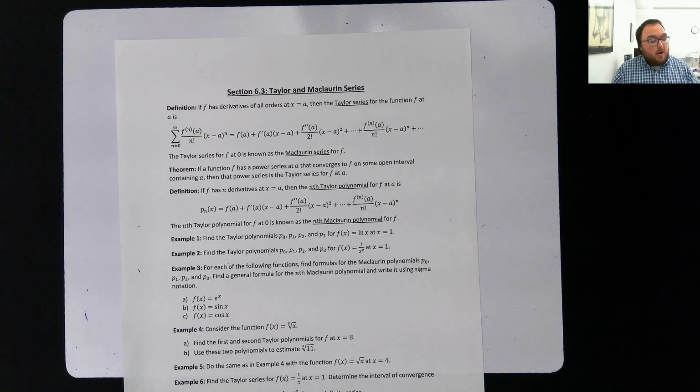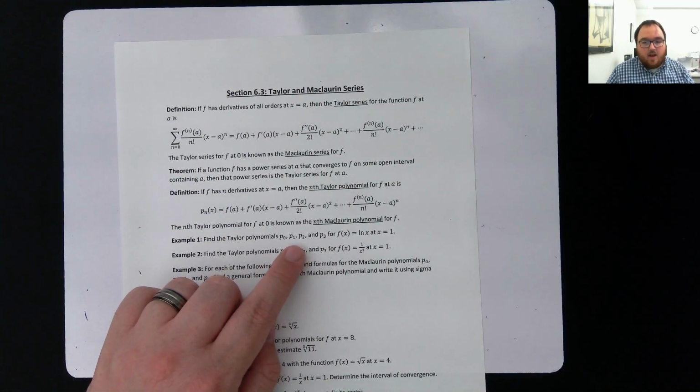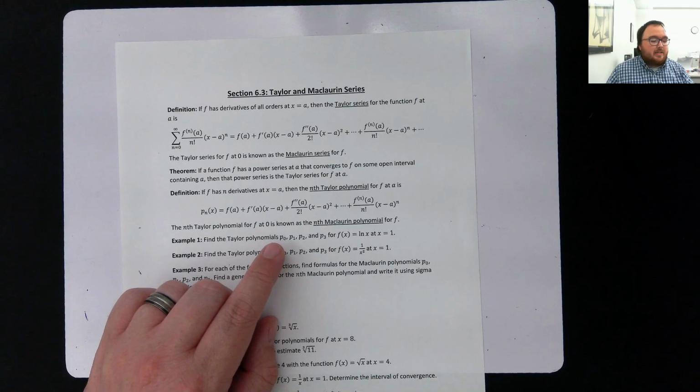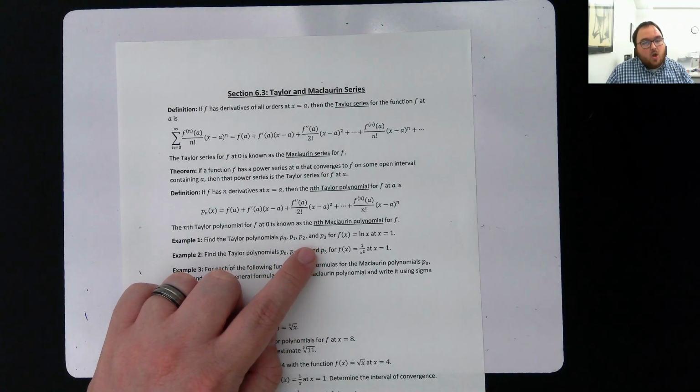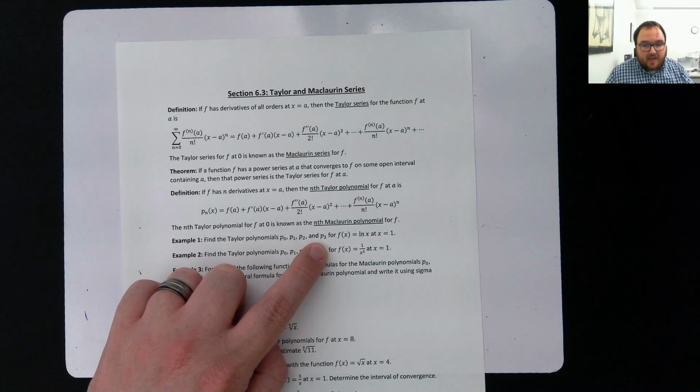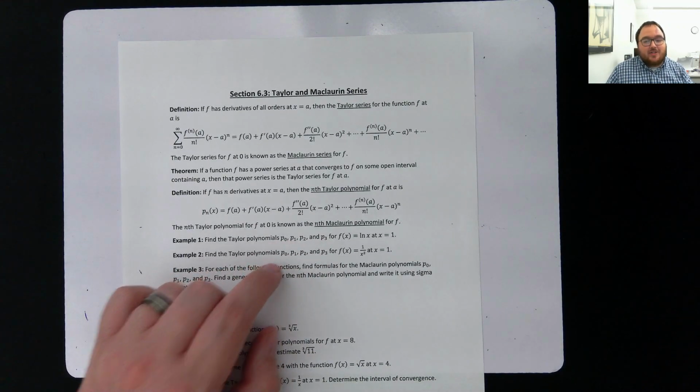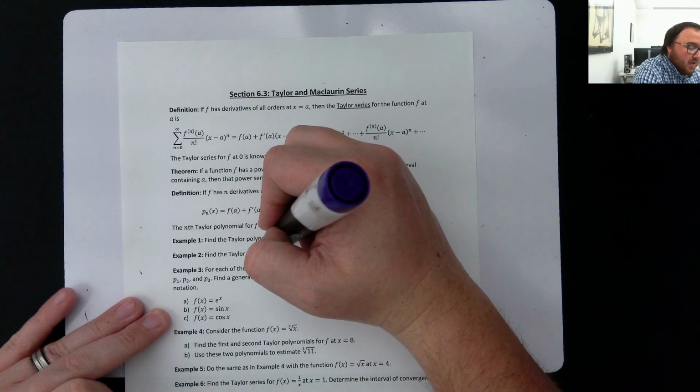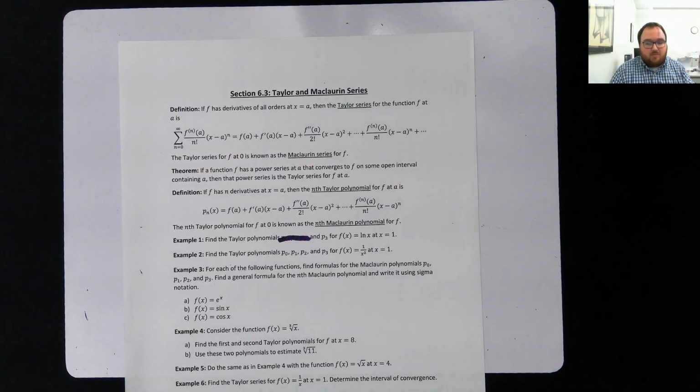Find the Taylor polynomials P0, P1, P2, and P3 for the function natural log of x at x being equal to 1. So I'm actually going to change it up a little bit. This is what the book said, I don't really understand why they asked for P0, P1, P2, and P3 whenever in order to get P3, you have to do all of these. So we're only going to do P3 because the rest of them are a part of that. Okay, so P3 for f of x equal to the natural log of x at x being equal to 1.